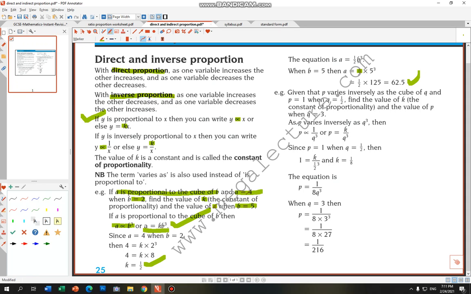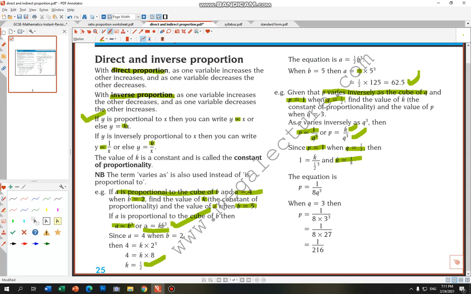Another example, given that p varies inversely as the cube of q. P varies inversely as q^3, or when we remove the proportionality sign, it will be p is equal to k over q^3. Now p is equal to 1 when q is equal to 1 over 2. In this way we can find the value of k. It will be 1 by 8.